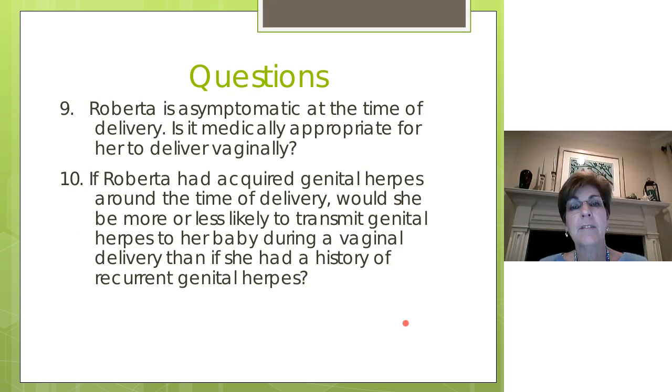Roberta is asymptomatic at delivery. Is it medically appropriate to deliver vaginally? And this is kind of rhetorical since we've already said she delivered vaginally, so yes. And if she had acquired herpes at or around the time of delivery, would she be more or less likely to transmit it to the baby during a vaginal delivery than if she had recurrent herpes? So she had herpes 6 years ago. Which one would be more? She'd be more likely. The more recent the onset of the active herpes lesions, the more risk for viral shedding. So the more risk for the baby.